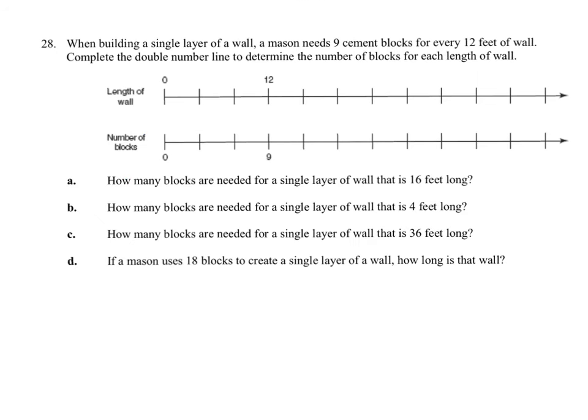Okay, on number 28, we have a double number line. So the first thing we need to do before we answer the questions, we need to read the story. When building a single layer of wall, a mason needs 9 cement blocks for every 12. Complete the double number line. So remember, on the number line, you have to count by the same amount each time.